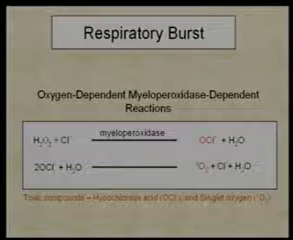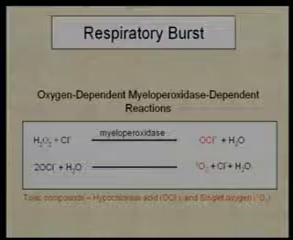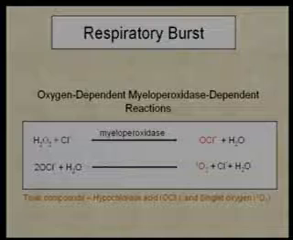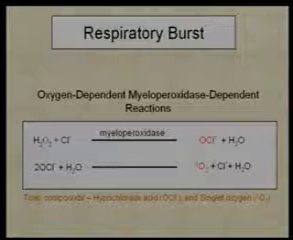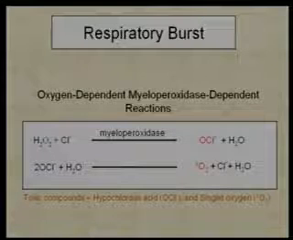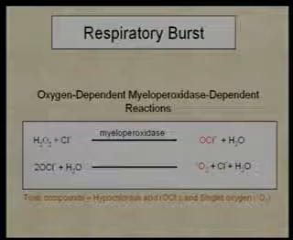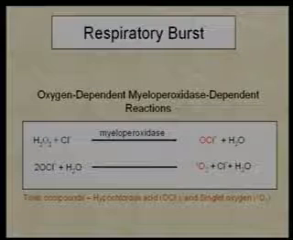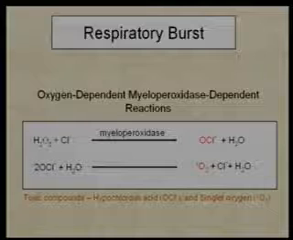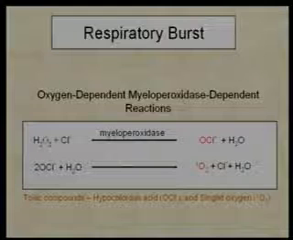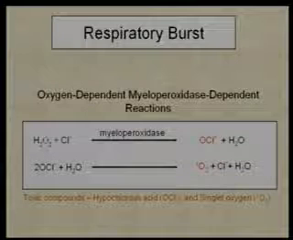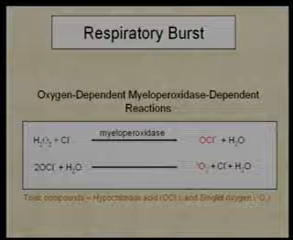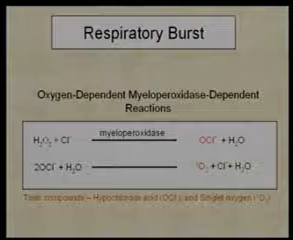In addition, some of this hypochlorous acid can be converted into some additional singlet oxygen. So by these reactions, we get another toxic product, hypochlorous acid, and some additional singlet oxygen being produced. These are referred to as oxygen-dependent, myeloperoxidase-dependent reactions of the respiratory burst. So as a consequence of this respiratory burst and these series of reactions, we have the production of these various highly toxic reactive oxygen species, which ultimately then kill the bacterial cell.